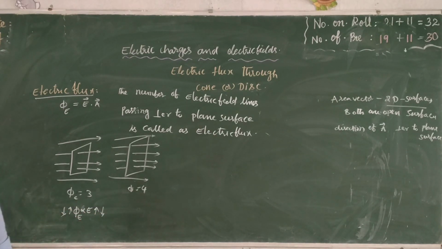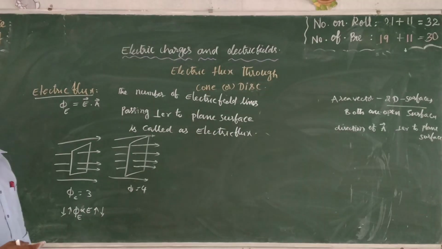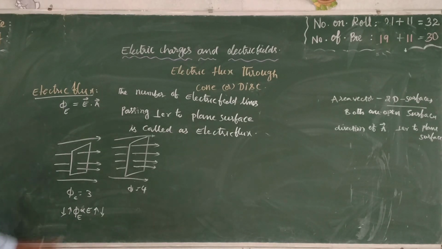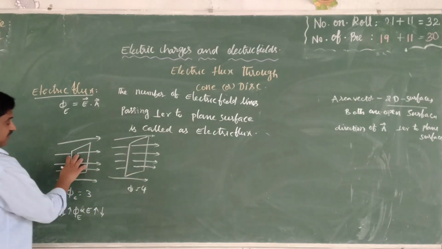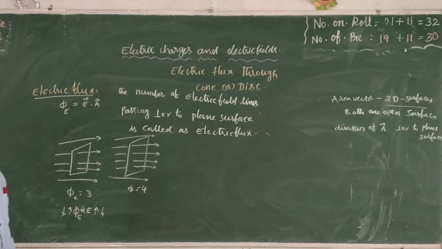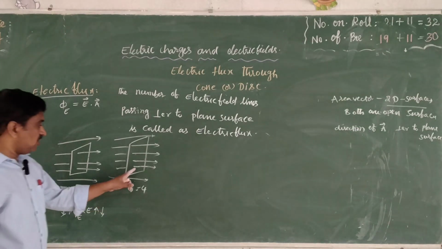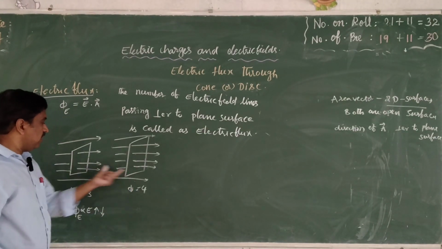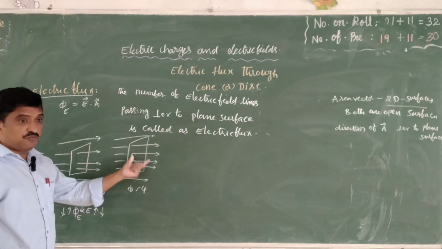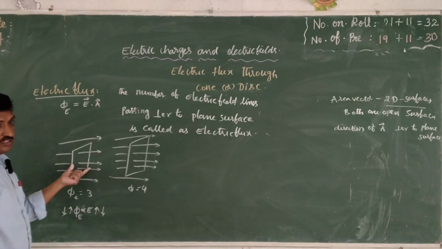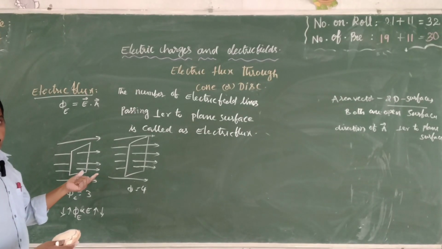So the strength of the electric field decides the electric flux, and the density of field lines indicates the strength of the electric field. Here strength is less, here strength is more. That's why flux is more here, and less here. Flux depends on the strength of the electric field, which means the density of field lines. Here, for the same area, 3 field lines pass, here 1, 2, 3, 4 lines pass. So the density is more here and less here. Density of field lines means the number of field lines per unit area.